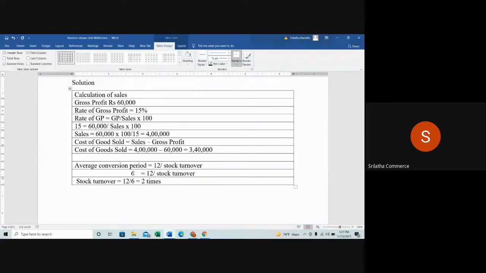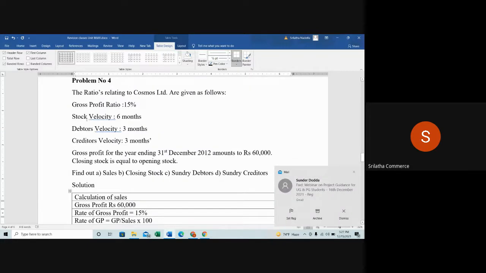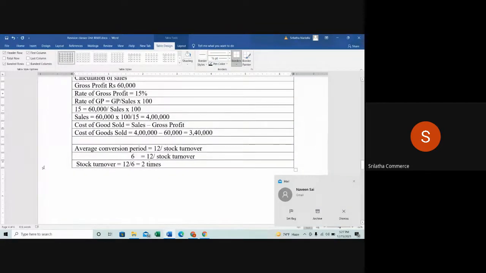What is the formula we are going to follow? Conversion period, very simple. That is usually 365, because in a year we have 365 days. So 365 divided by stock turnover. Clear? But in our problem, he had given stock velocity for 6 months. So here, instead of 365, we are going to take months. In a year we have 12 months, so instead of 365, we had taken 12.